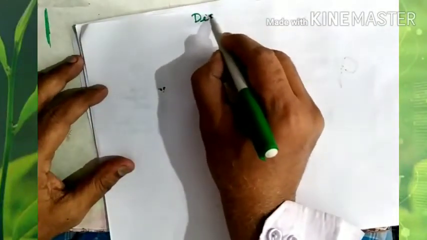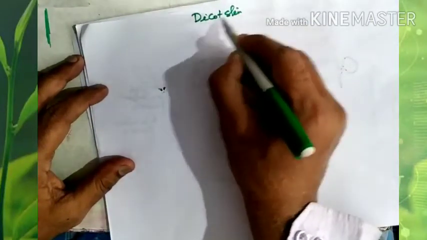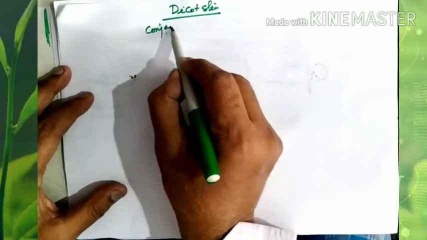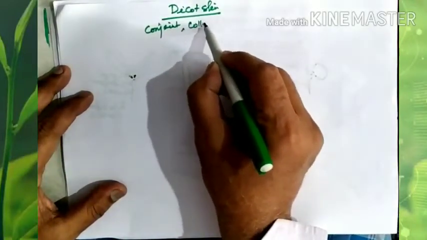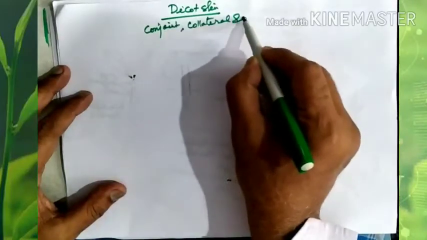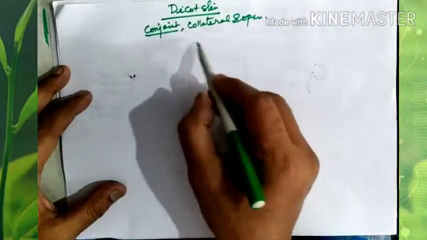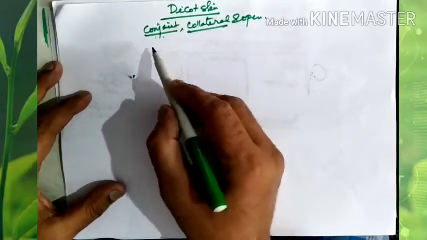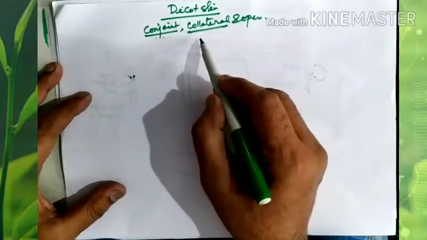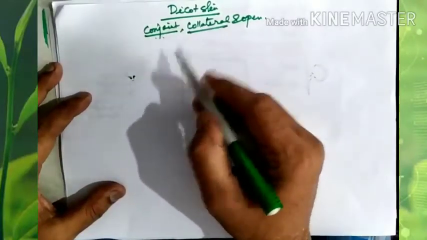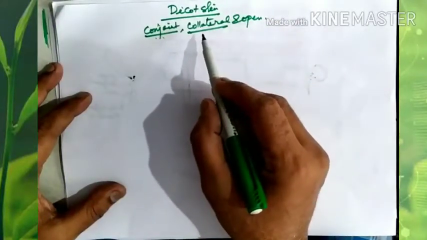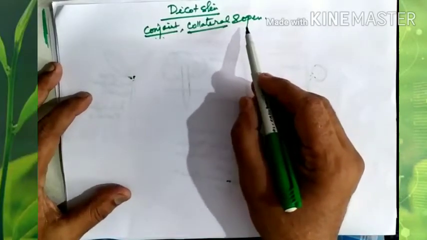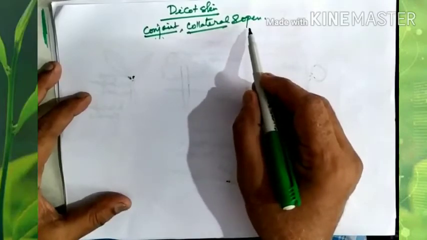dicot stem, the vascular bundle is conjoint, collateral, and open, which means xylem and phloem together form the vascular bundle, and the xylem is innerward and phloem is outward, and so it is called the collateral vascular bundle, and a patch of cambium is found in between them, so it is open.